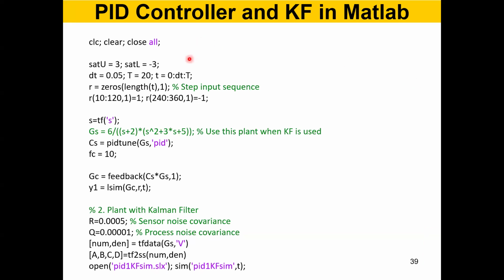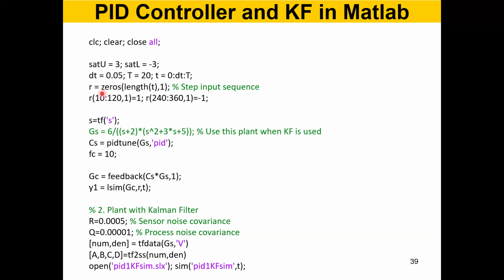All right. So this is the MATLAB code that I have given you. I can explain briefly different parts of it. You can see over here the saturation limit of the actuator. I have set it to 3 and -3. And this is the sampling interval, 50 milliseconds. This is the total simulation duration, about 20 seconds. And this is the timeline.